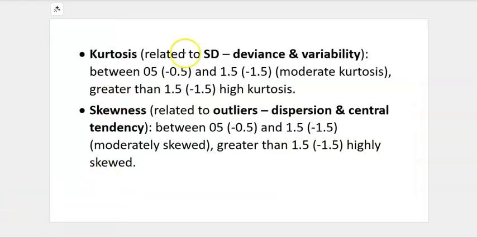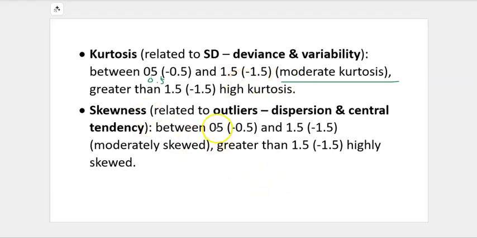So kurtosis is related to the standard deviation, the deviance, and the variability. So between 0.5, minus 0.5, and yeah, I will write here 0.5. You will consider that is 0.5 minus 0.5, or 1.5 minus 1.5. That is a moderate kurtosis. So that is not very high, not very flat. So that is fine. We will consider that kurtosis as a normal distribution.